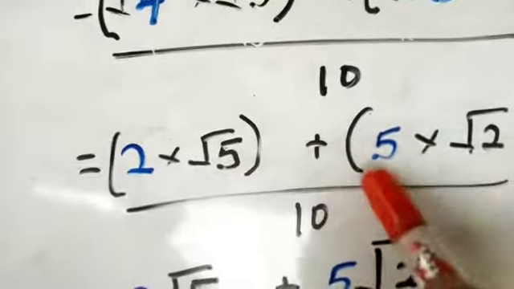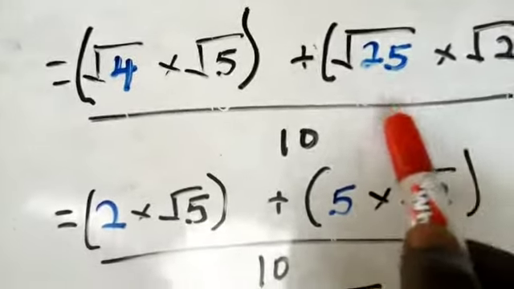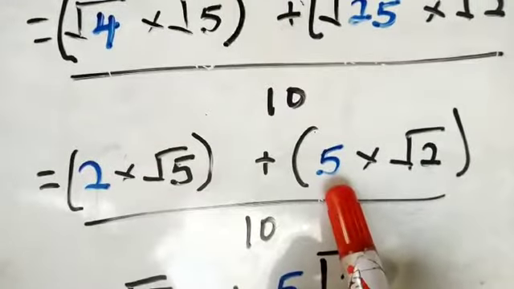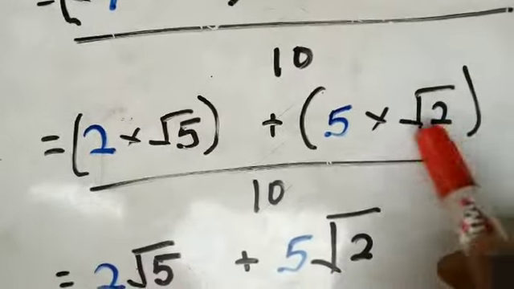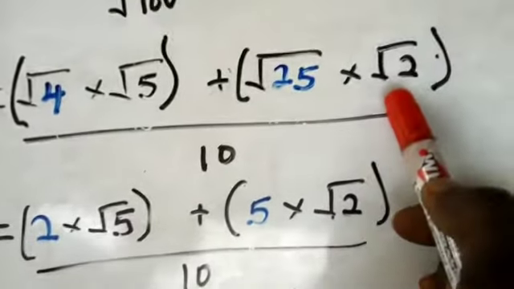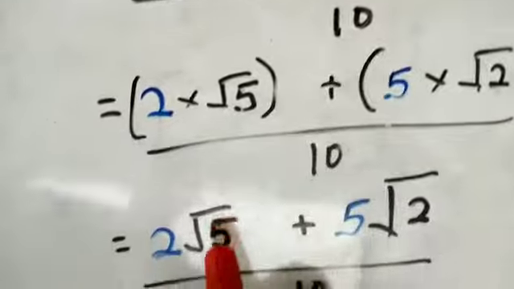Plus 5 times what? The square root of 25 gives us what? 5. Right? 5 times root 2. Is that okay? 5 times root 2, because the root 2 here, we cannot do anything to the root 2. So the game continues over here.